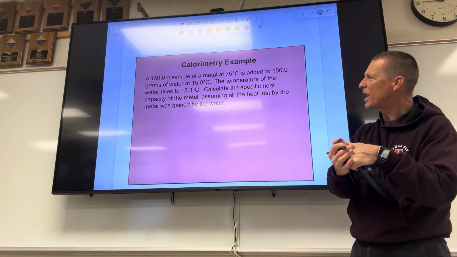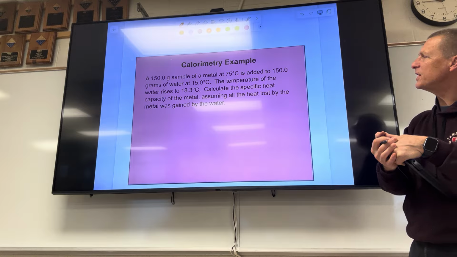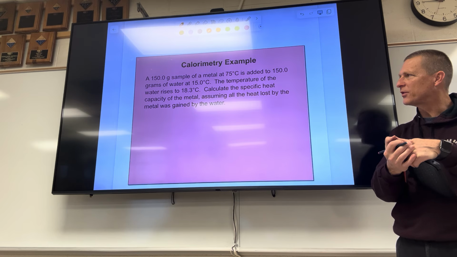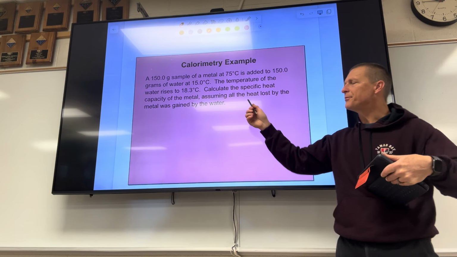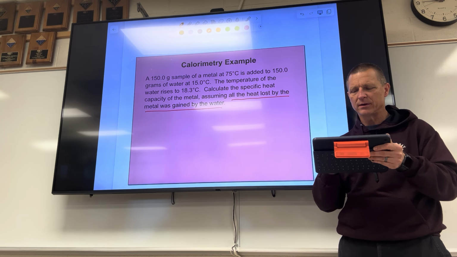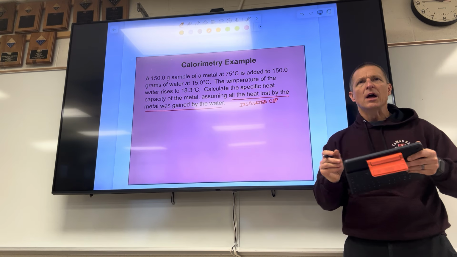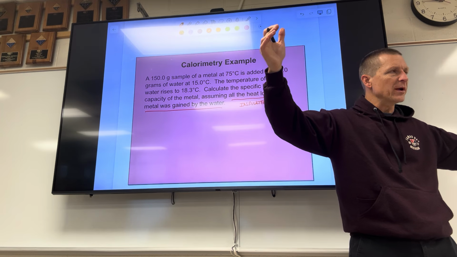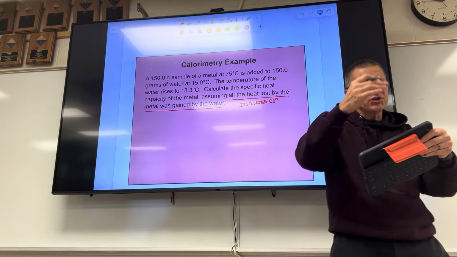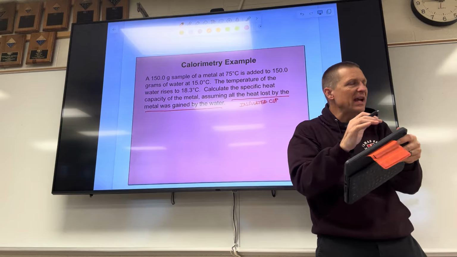The temperature of the water rises to 18.3. This goes up by a couple degrees. Calculate the specific heat capacity of the metal, assuming that all the heat lost by the metal was gained by the water. This is the work of the insulated cup. There's no loss of energy to the environment. The system and the surroundings are all in the same container. And so that exchange of energy that's happening between the metal and the water is going to all be contained within this insulated cup.